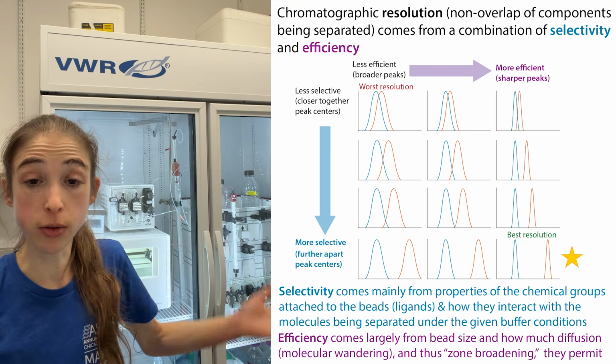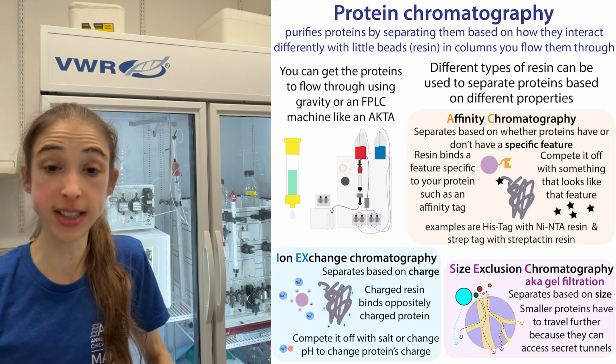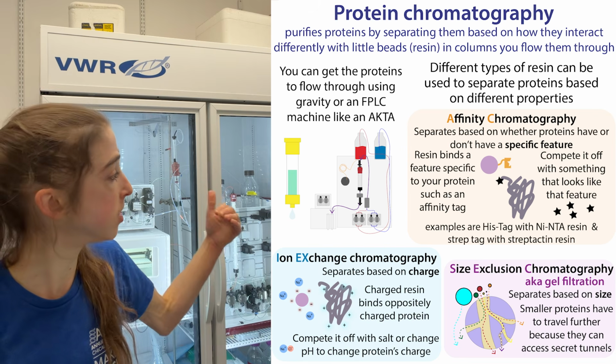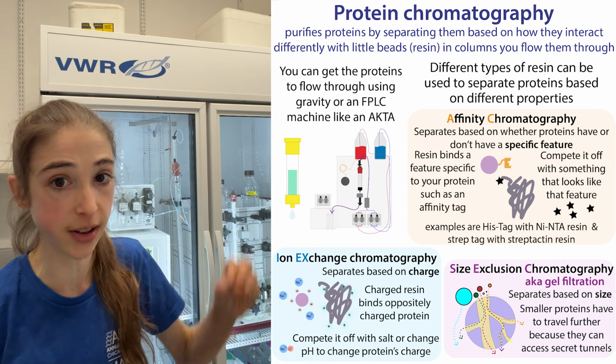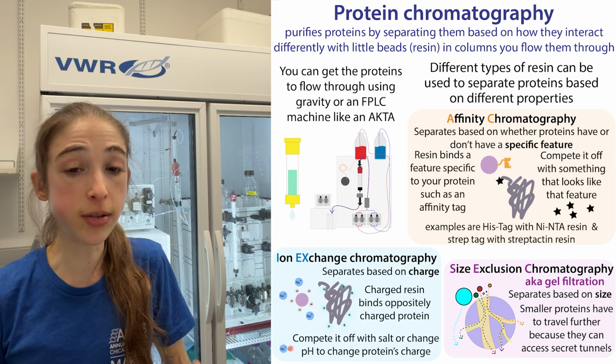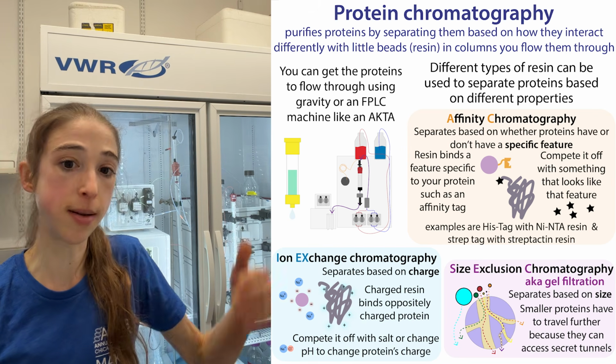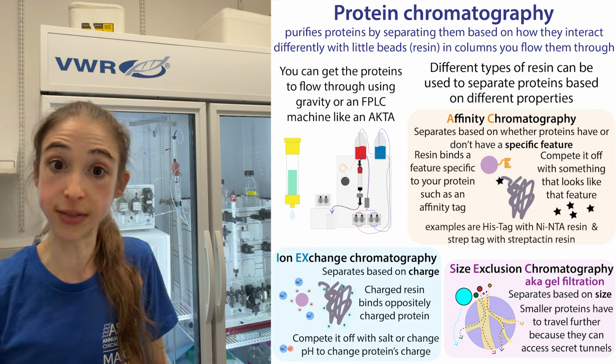Column chromatography is used to separate proteins based on differences in the proteins' properties and how that causes them to interact differently with the properties of the resin, the little beads filling these columns. Different proteins are going to interact differently and thus come out, or elute, from the column at different times.